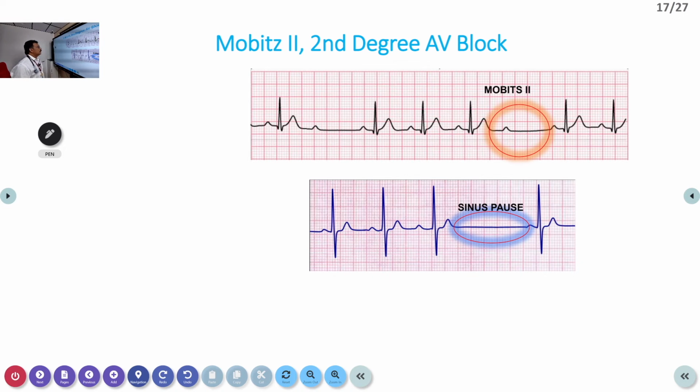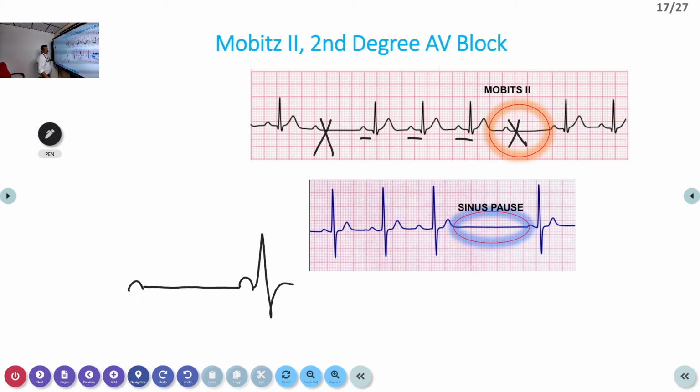Now, Mobitz type 2 second degree heart block. So you can see the PR interval is normal here, normal here, normal here, but you are missing one QRS complex here, you are missing one QRS complex here. So you understood that there is a P wave, SA node is activated, but there is no QRS complex. Next P wave comes, then QRS complex comes. That is second degree Mobitz type 2 heart block.